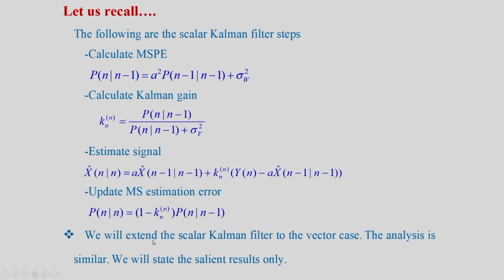Now we will extend the scalar Kalman filter to the vector case. The analysis is similar. We will state the salient results only. We will not go into detailed analysis, but this derivation is also based on the innovation representation of the data. Now we will introduce vector Kalman filter.